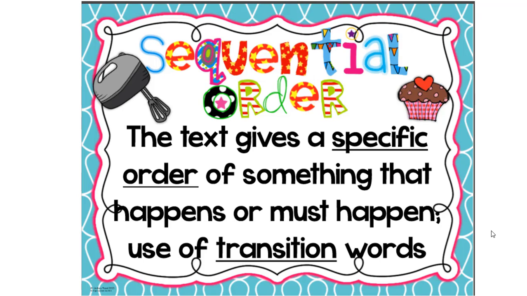Sequential order, chronological order, can be found with recipes, biographies, even just our daily events, just getting up in the morning and doing our step by step order of things. From when you wake up to when you get to school, you're following a chronological or sequential order.